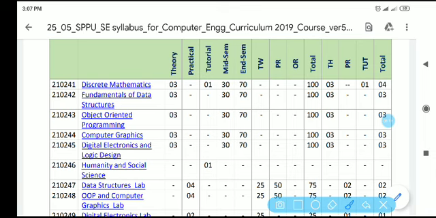In the 50 marks practical you have to perform a practical. There will be an external examination. The external will come and you have to solve the assignment, and depending on your oral and the practical you perform, you will get the marks.